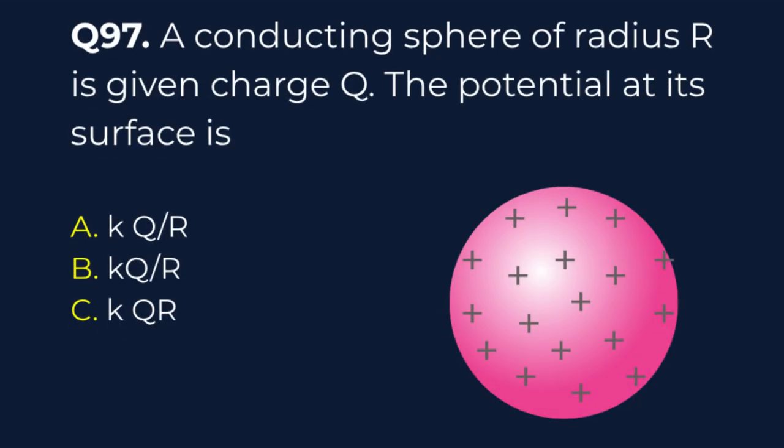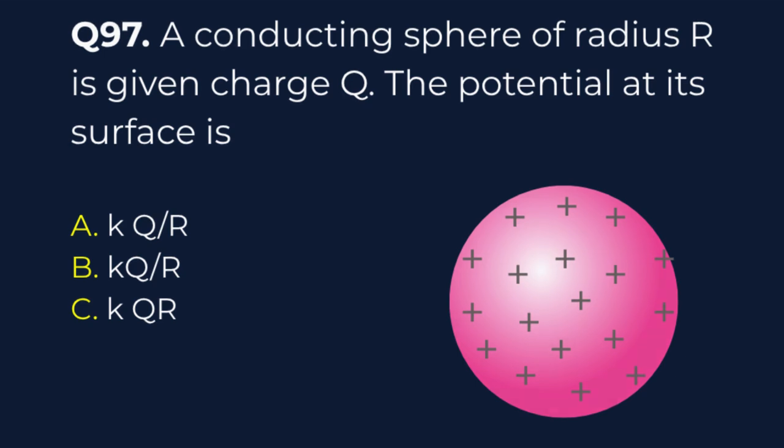Question 97. A conducting sphere of radius r is given charge q. The potential at its surface is: a) kq by r square, b) kq by r, c) kqr.